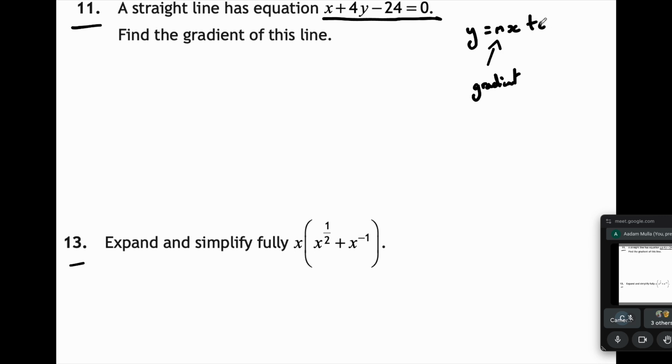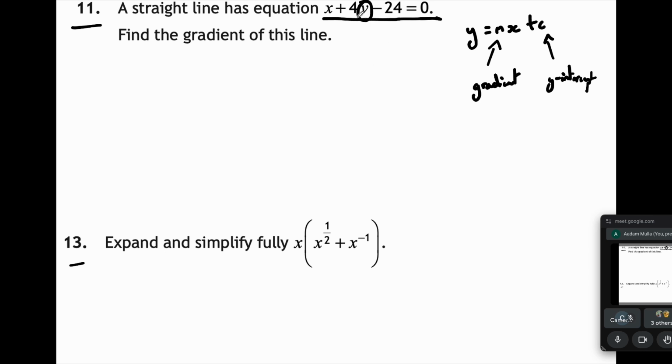Sometimes I think in Scotland you refer to the c as b, but it's the same thing. C is the y-intercept. Where does it cross the y-axis? The gradient is how steep the line is. The y-intercept is where it crosses the y-axis. So the first thing I can see, this is not in the form y equals mx plus c. So I need to try and make y the subject. If you're good at rearranging equations or making stuff the subject, you'll be okay with this. If you're not too good at it, I'd work on that skill, and then you'll be able to do these kind of questions easily.